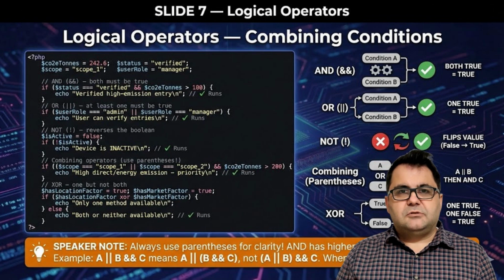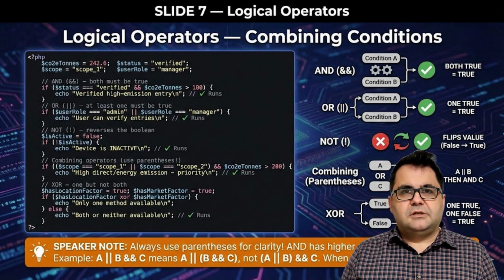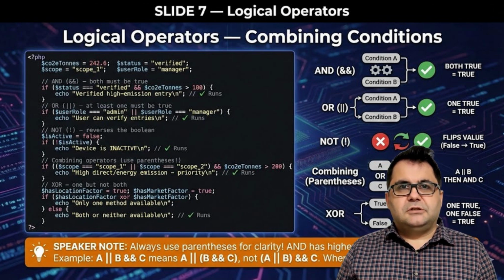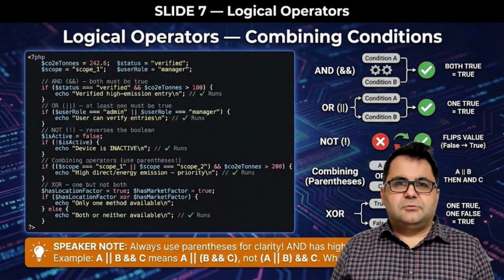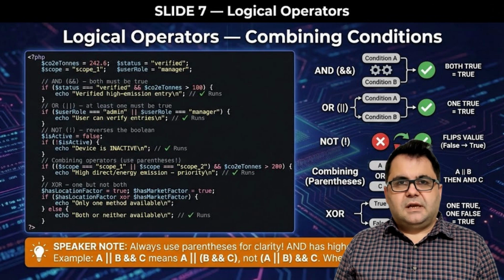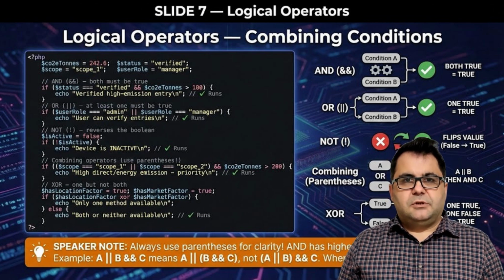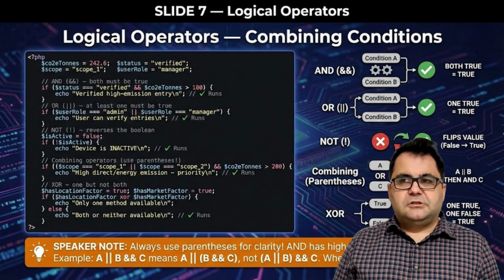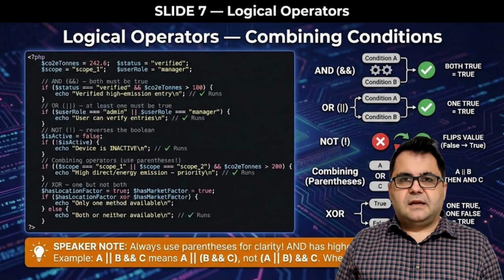Always use parentheses when combining operators to make your intent explicit. Without parentheses, operator precedence can produce unexpected results. And has higher precedence than or, so A or B and C means A or (B and C), not (A or B) and C. When in doubt, add parentheses.